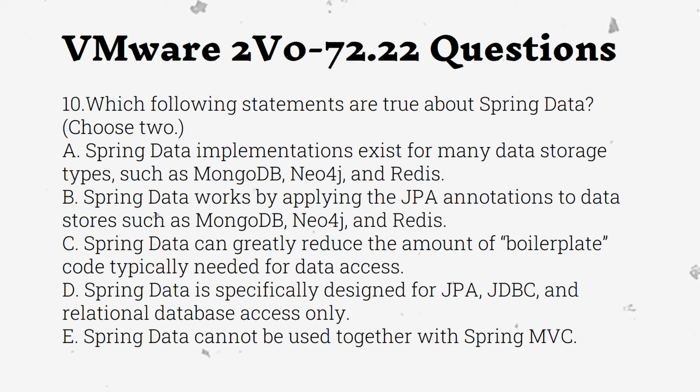C. Spring Data can greatly reduce the amount of boilerplate code typically needed for data access. D. Spring Data is specifically designed for JPA, JDBC, and relational database access only. E. Spring Data cannot be used together with Spring MVC.